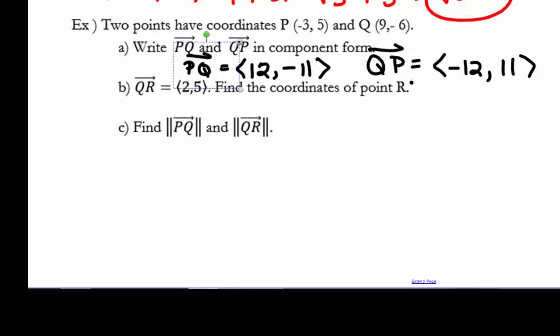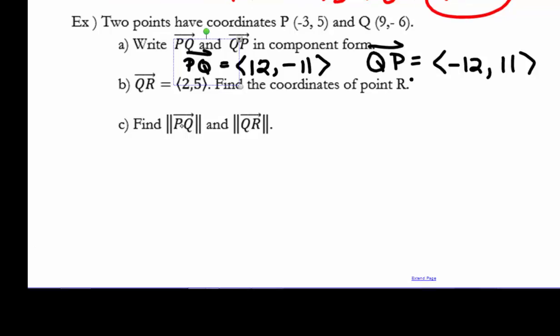All right, and then last but not least on this page, QR is 2, 5, find the coordinates of R. Well, if Q is 9, -6, and QR is 2, 5, that means to get from Q to R, you go right 2, up 5. So that means R is right 2, up 5 from where Q was.